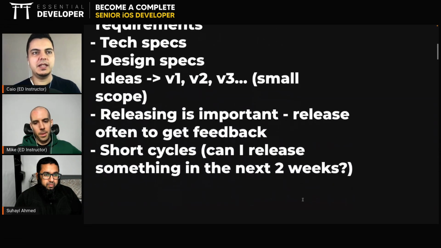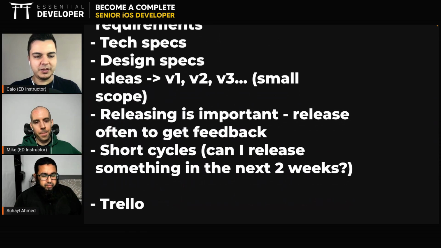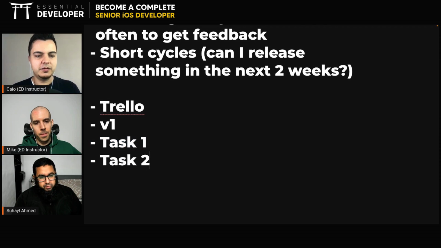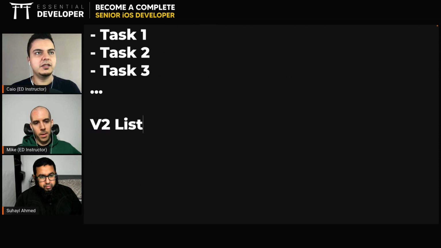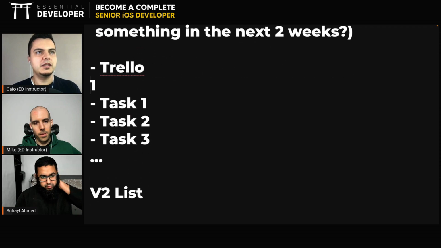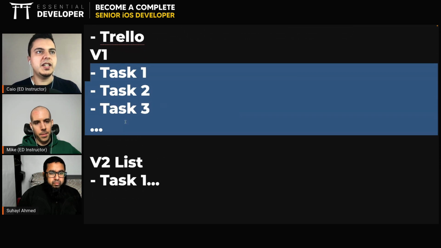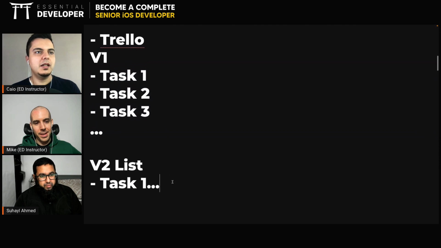What can I fit in 2 weeks? And then you can use something like Trello, any kind of checklist style, and you create a board on Trello, for example, or whatever software you want to use, and you create a V1 list, and then task 1, task 2, task 3, and so on. Then a V2 list, task 1, task 2. The more tasks you add here, the longer it's going to take you to release. So keep the tasks short, only a few. 3 is a good number.